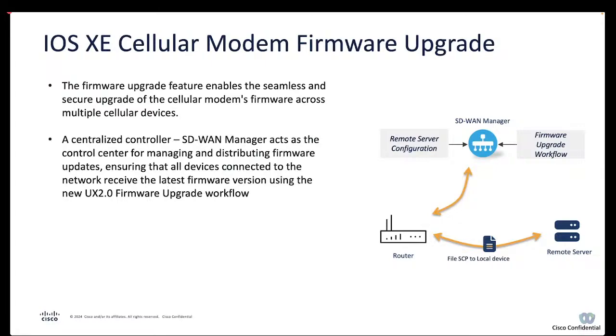One thing to remember: once you download the firmware upgrade file from the software.cisco.com portal, don't change the file name, because devices use the file name to determine which firmware upgrade files are relevant to them, right? And firmware downgrade is not supported by the Catalyst SD-WAN Manager.